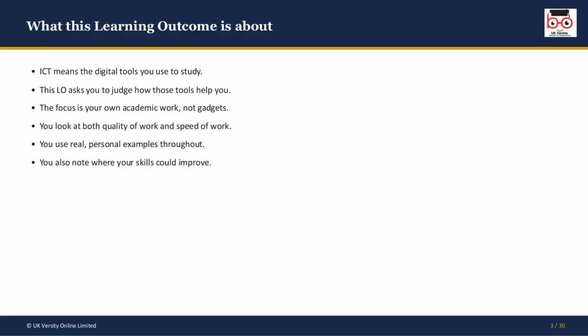ICT means the digital tools you use to study, and here you're asked to judge how much those tools actually help you. The focus is your own academic work, not gadgets for their own sake, and you'll look at two things throughout: the quality of your work and the speed of it. You'll draw on real personal examples and be honest about where your skills could still improve.